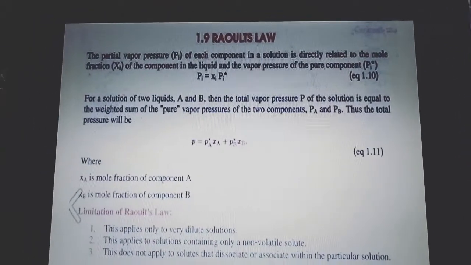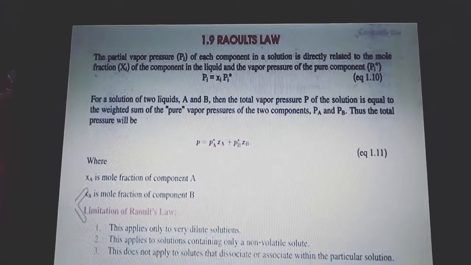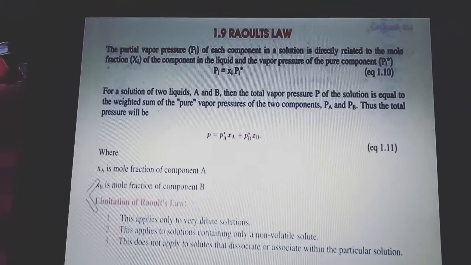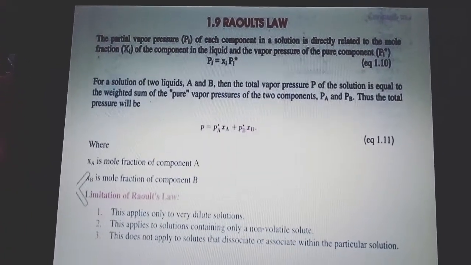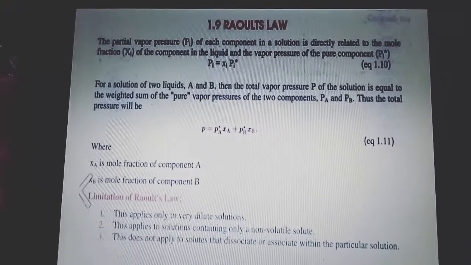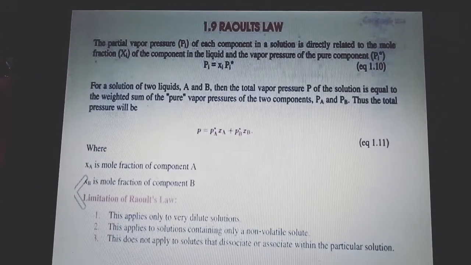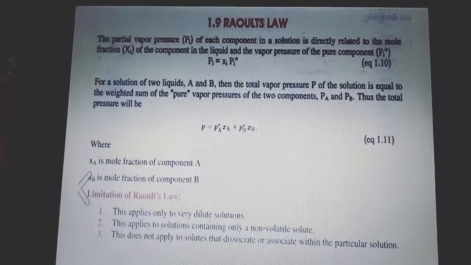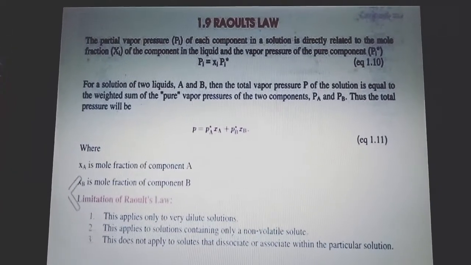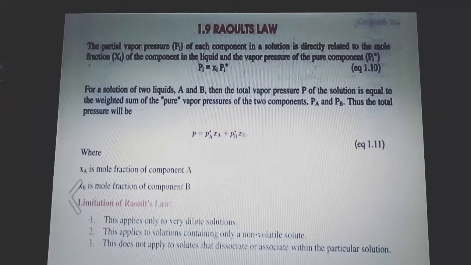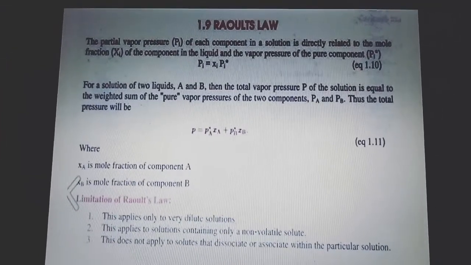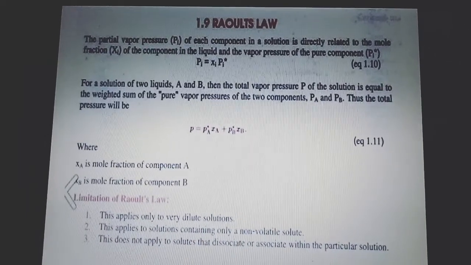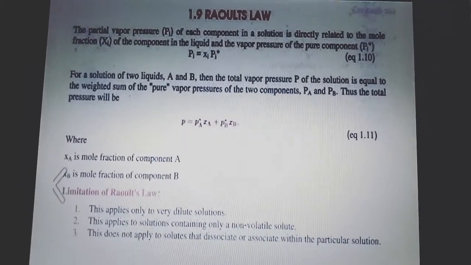Next law is Raoult's law. Raoult's law you have already studied in your previous classes. It states that the partial vapor pressure, that is Pi, of each component in a solution is directly related to the mole fraction, that is Xi, of the component in the liquid, and the vapor pressure of the pure component, that is Pi star. It states that Pi is equal to Xi into Pi star, where Pi is the vapor pressure of the component, Xi is the molar fraction of the component, and Pi star is the vapor pressure of the pure component.